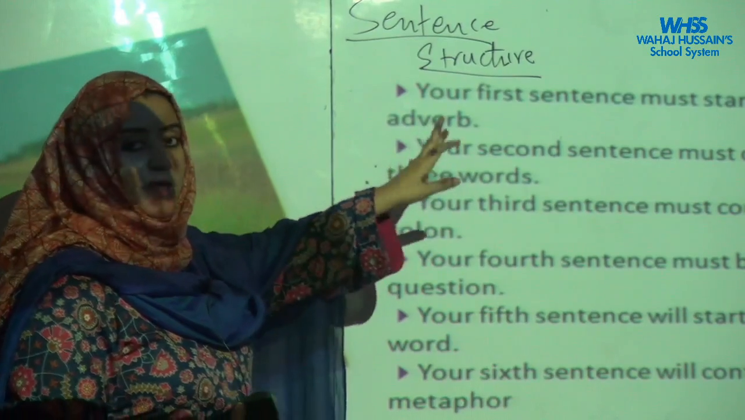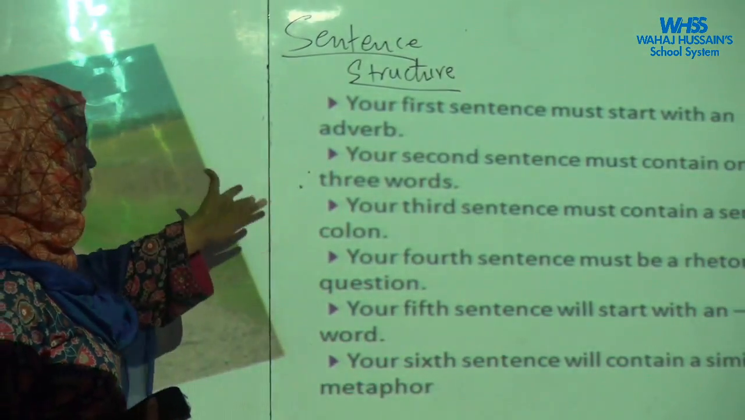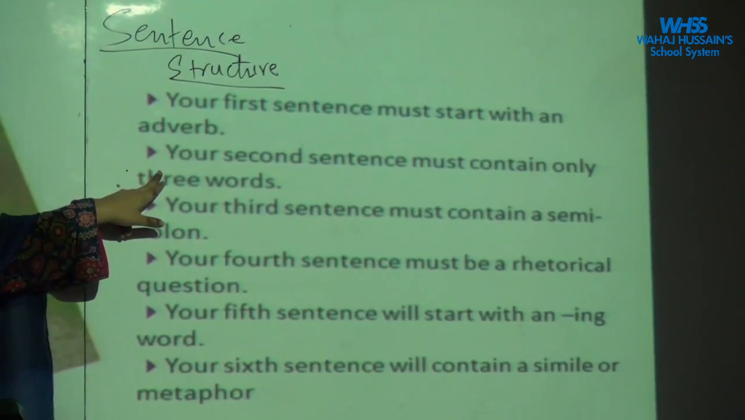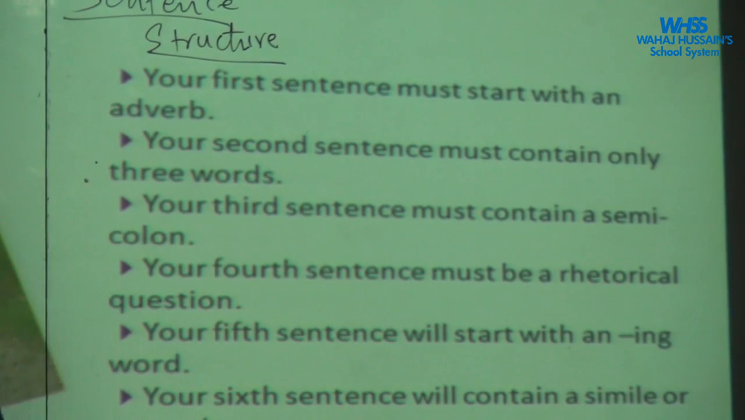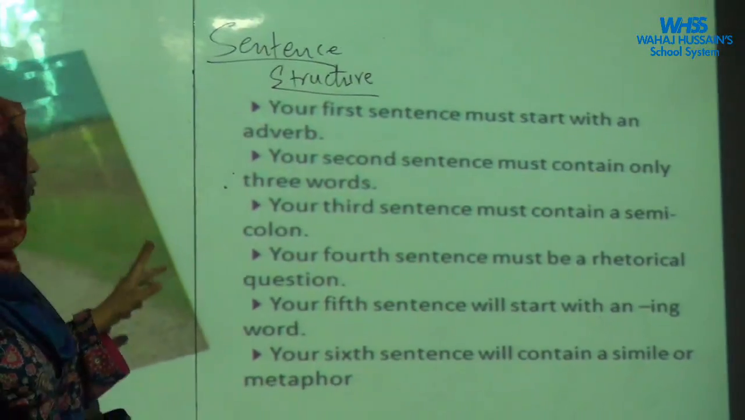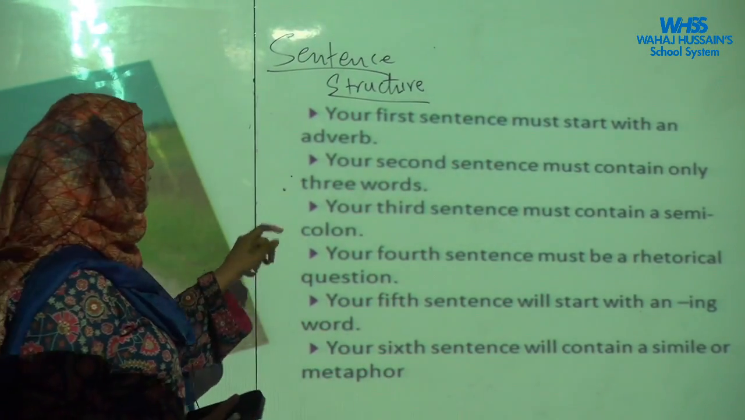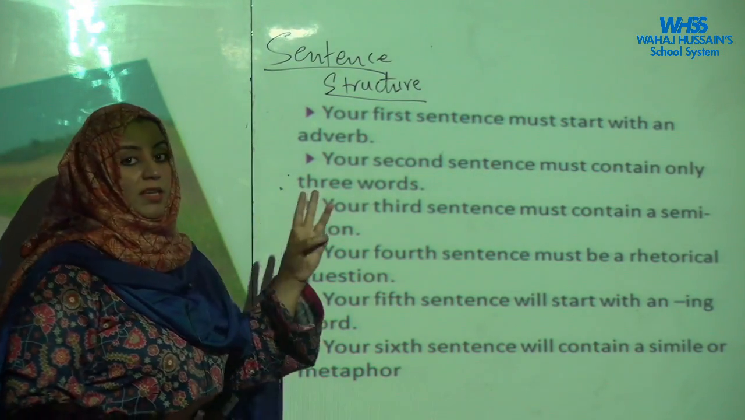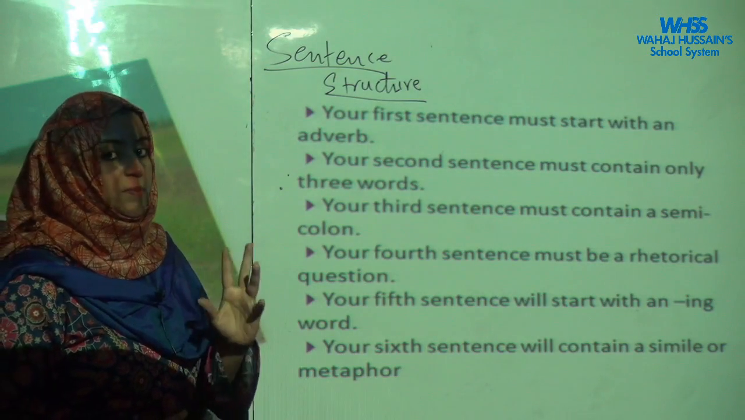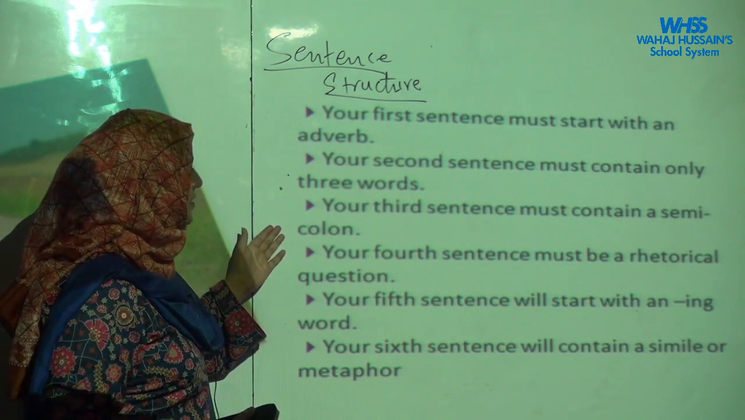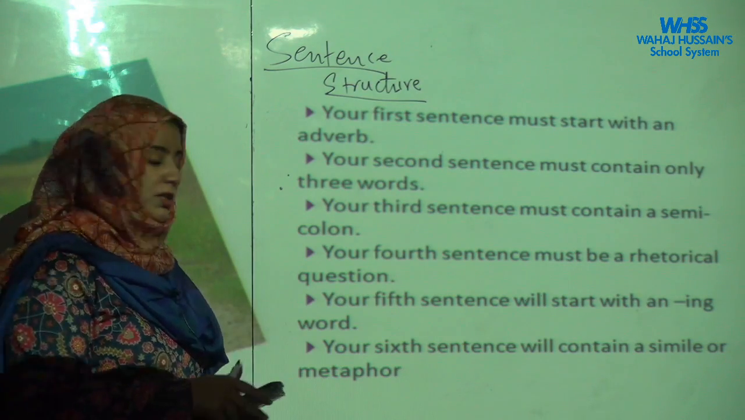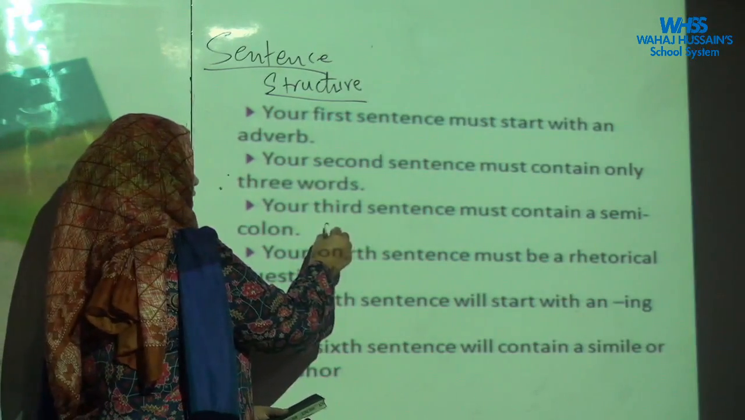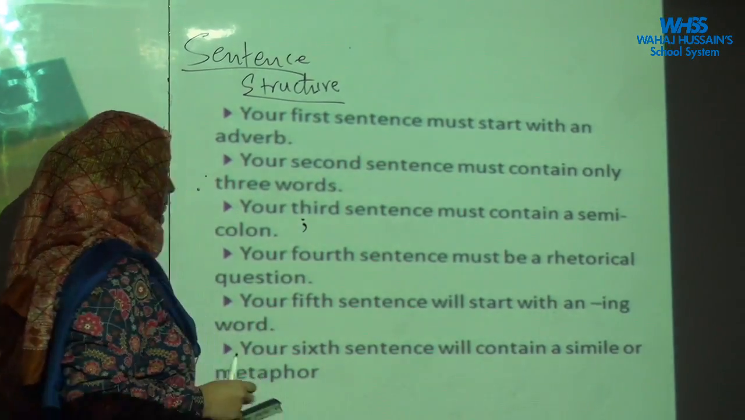Usually that ends with ly. It modifies the verb. Your second sentence must, I'm making it a compulsion, my dear students, I'm making it a compulsion, contain only 3 words. It's going to be a crisp expression. Your third sentence must contain a semicolon. What is a semicolon? A comma and then a dot over there, a semicolon.